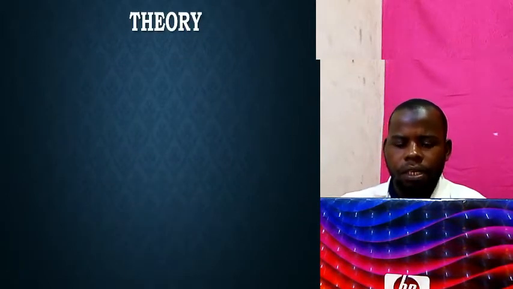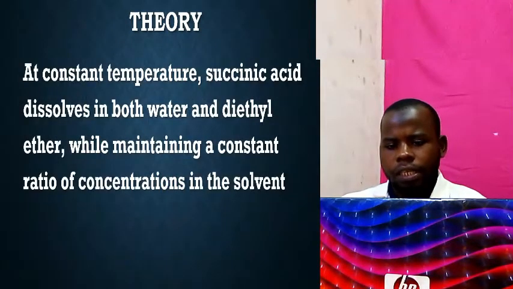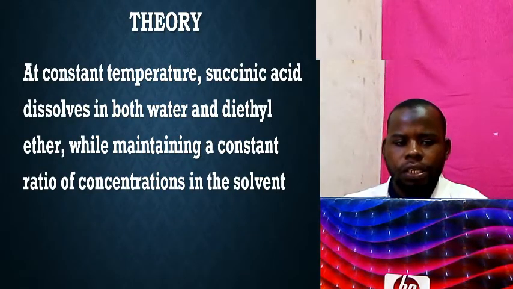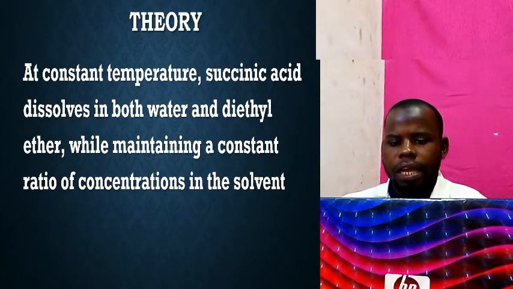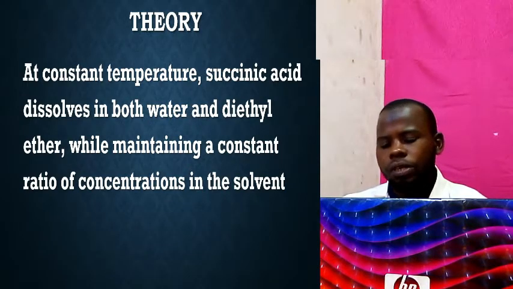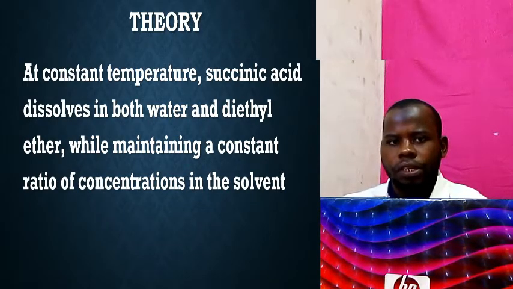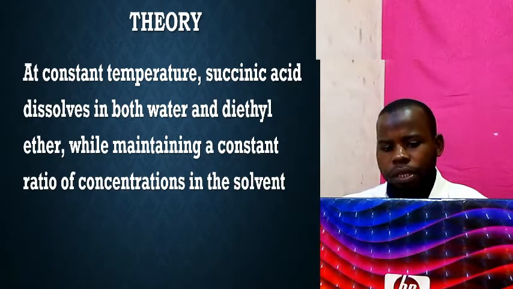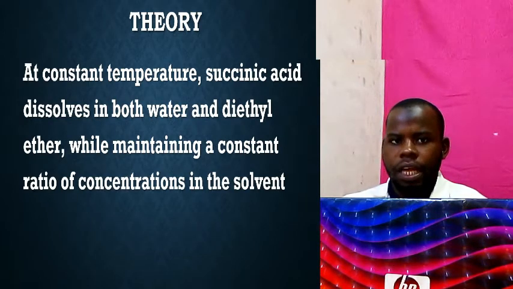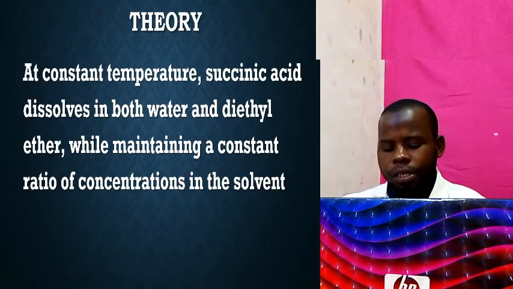The theory: at a constant temperature, succinic acid dissolves in both water and diethyl ether while maintaining a constant ratio of concentration in those solvents. That is the theory for this experiment. We are going to use diethyl ether and succinic acid to make the distribution.